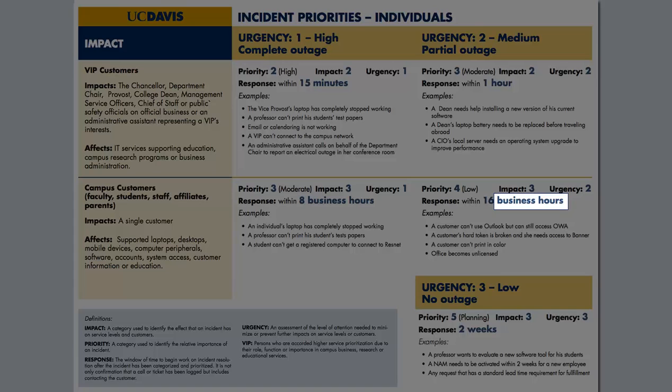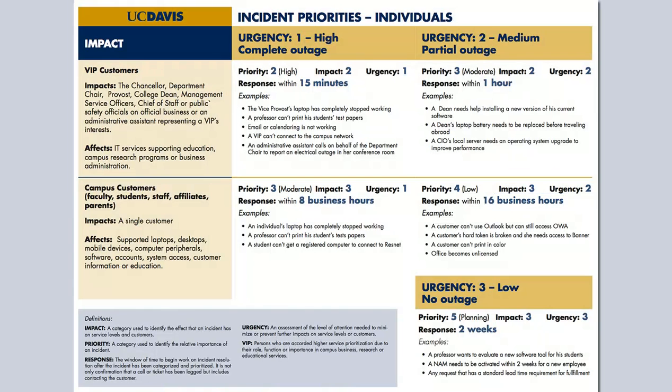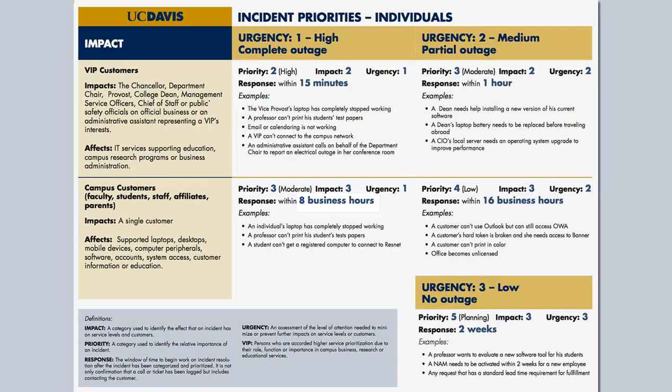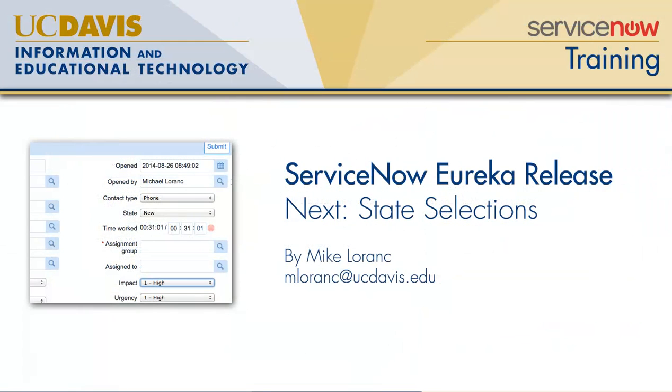So if your particular department is closed for a 3-day weekend and a ticket comes in during that time, you'll have the response time of 8 hours or a typical business day from the time that work begins again. With impact and urgency covered, we can now move on to another process change with state selections.